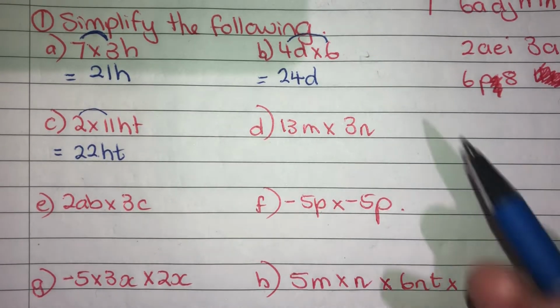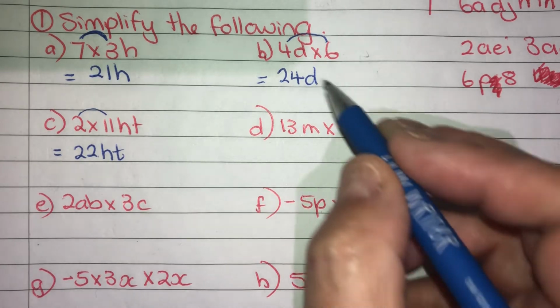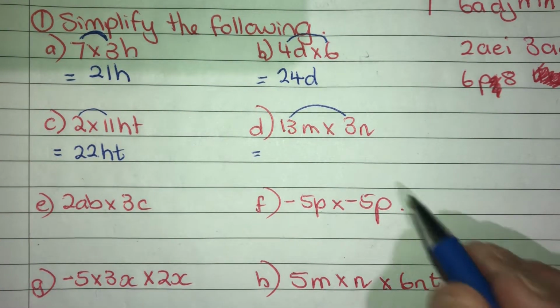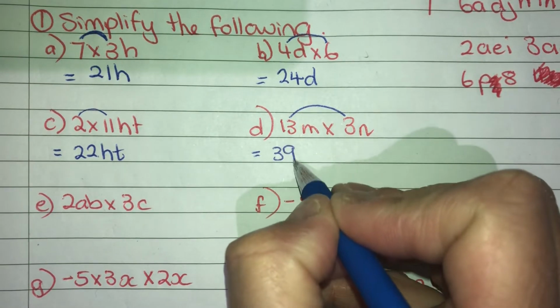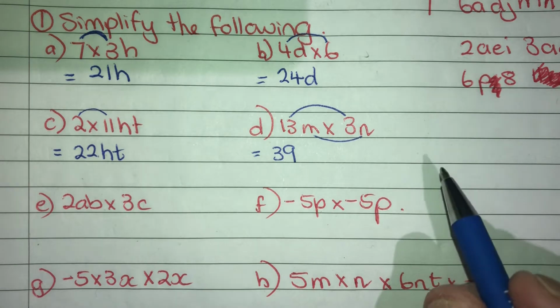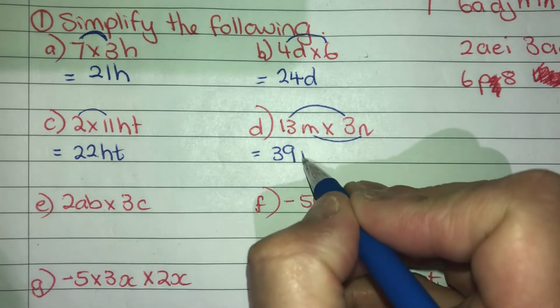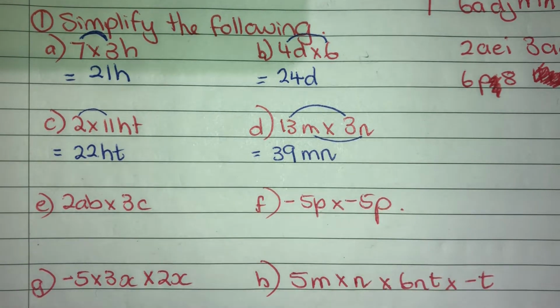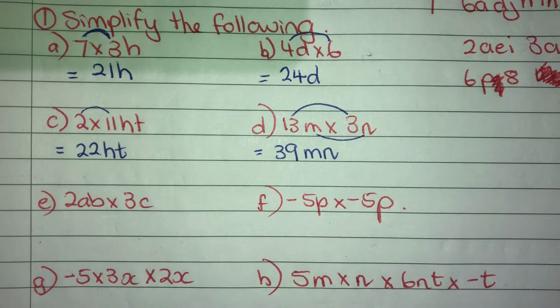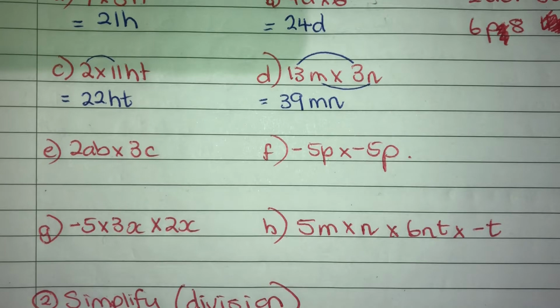All right, but what's the next one where we have two letters? So first of all, you just do your numbers exactly the same. So we're going to have 13 times 3, which is 39. And now you multiply your letters together. So we're going to multiply M by N, and that is just MN. Don't forget, if I'm going too fast, just pause the tape or rewind, whatever you need to do.